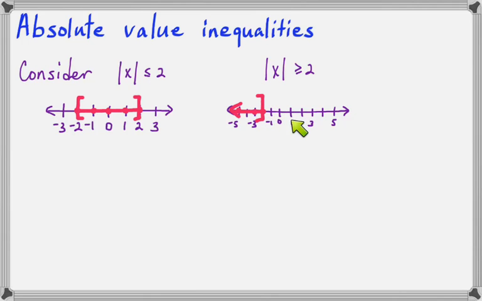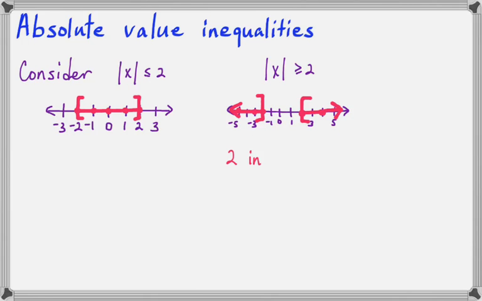And now let's do the same thing with the rest of these numbers. If I plug in 0, 0 is not greater than 2. 1 is not greater than 2. But when I get to 2 again, the absolute value of 2 is greater than or equal to 2. If I plug in 3, that works. 4 is greater than 2. 5 is greater than 2. All of the numbers in this direction are going to work. So my graph seems to be in two pieces.